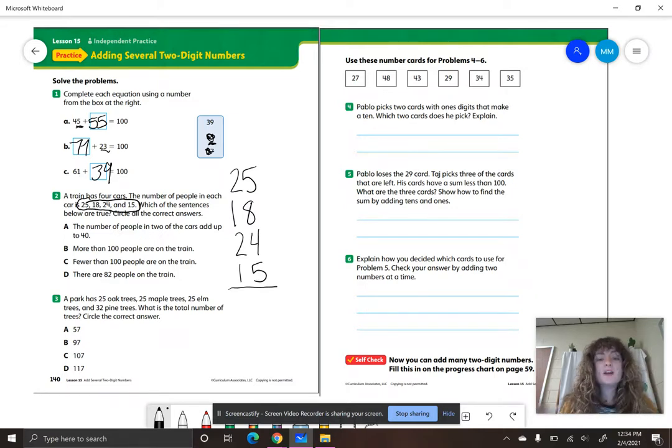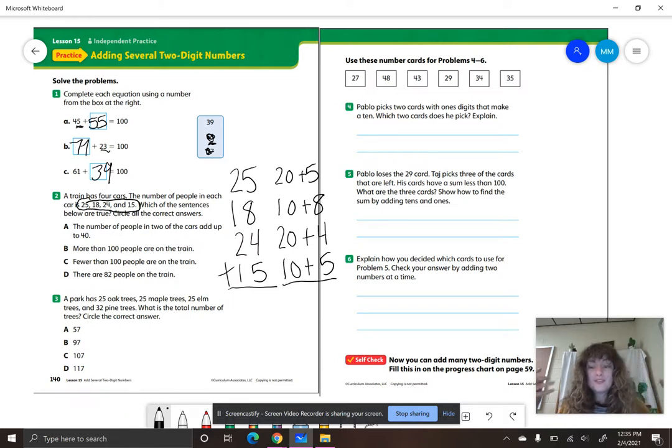Okay, I'm also going to show the value of these numbers. So 25 is 20 plus 5. 18 is 10 plus 8. 24 would be 20 plus 4, and 15 would be 10 plus 5. Now you can solve it like this, but I'm going to solve it where I have the value of my tens and ones split.